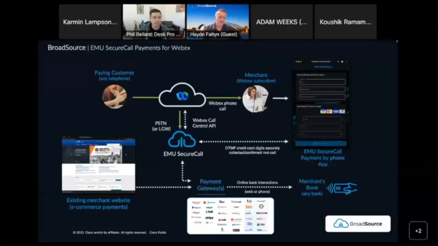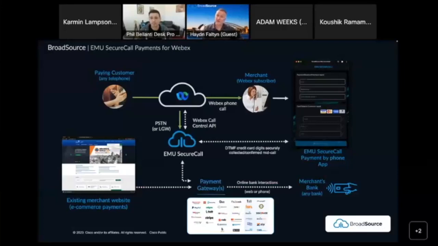What you're seeing here is a diagram that puts together all the moving parts of an integration that we've done that allows partners to have their Webex calling service have a value-added service in the area of credit card payment, that is PCI compliance, that is the taking of customer credit card details over the phone, that being a Webex calling phone, and do it in a compliant way.